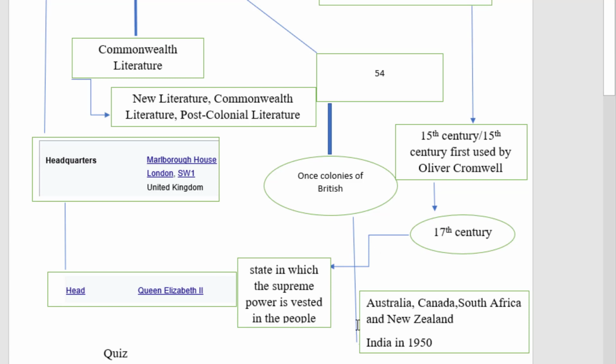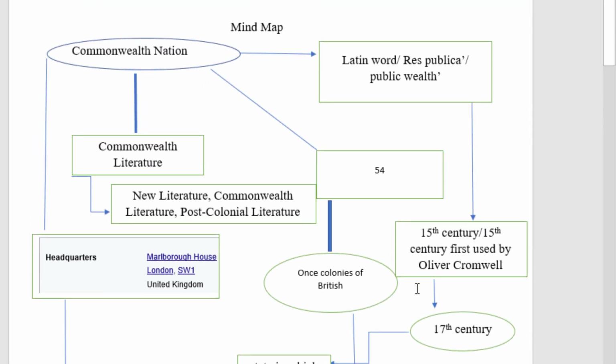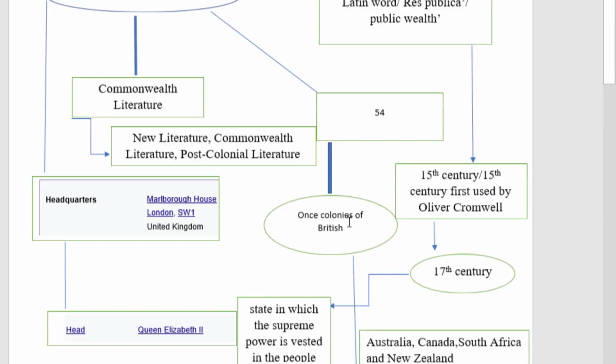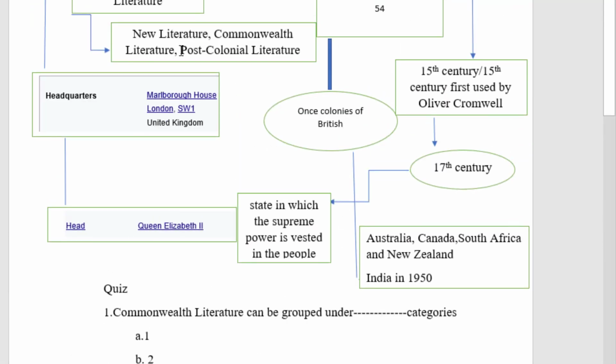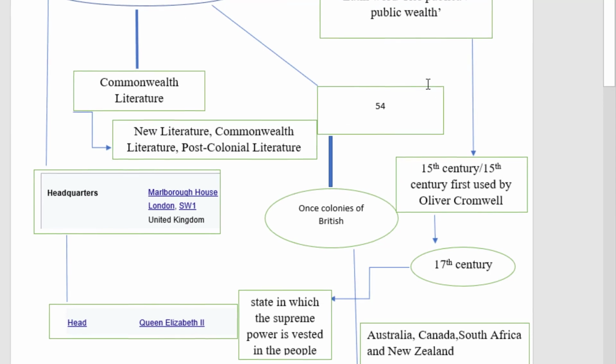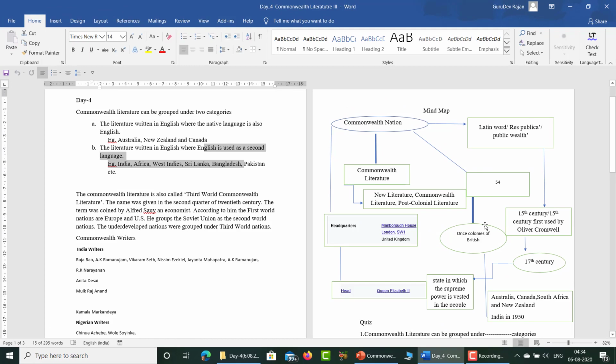The first nations which formed the Commonwealth were Australia, Canada, South Africa, and New Zealand. And India joined as a nation in the Commonwealth organization in the year 1950. Great writers are producing literature in all the Commonwealth nations, and the literatures written in English in all these 54 Commonwealth nations are grouped under Commonwealth literature, or Third World literature, New literature, etc.